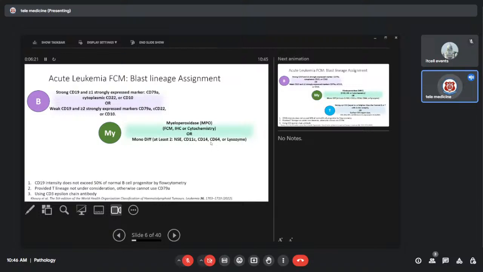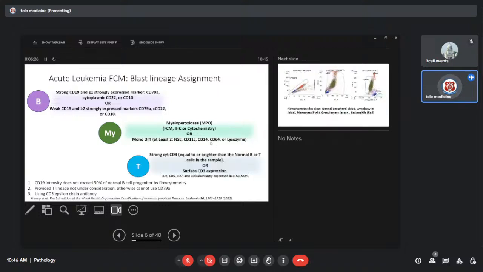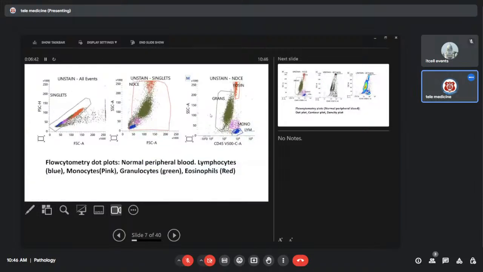For the T lineage, it is cytoplasmic CD3 and that too should be strong. Or you can go for surface CD3 expression. Now for CD3, the antibody clone should be the epsilon chain antibody, not the other clones. You must take care of this. So that was the theory part.